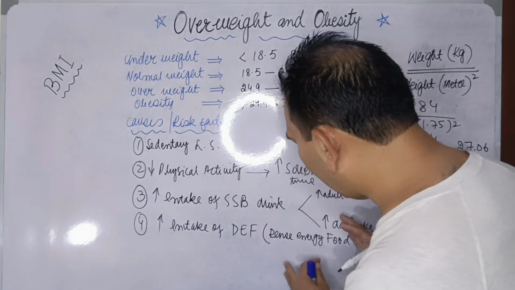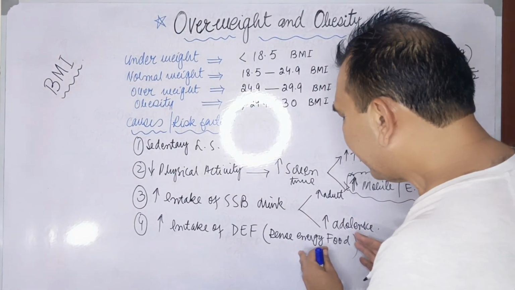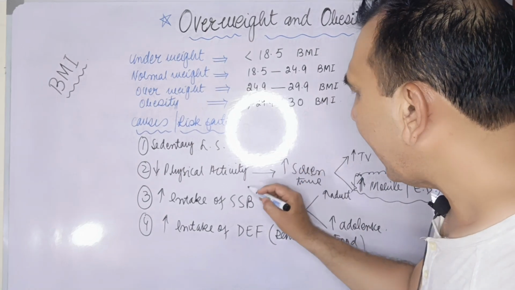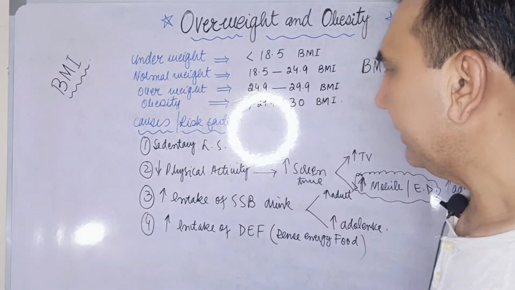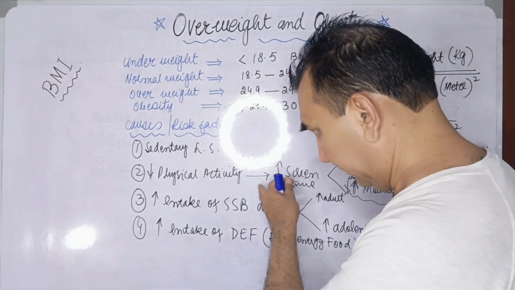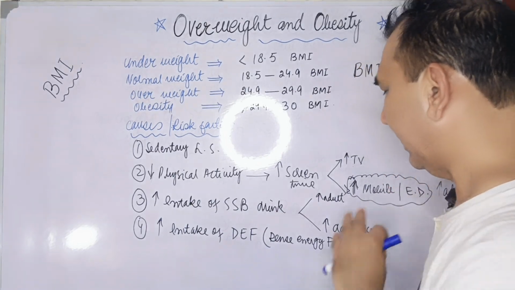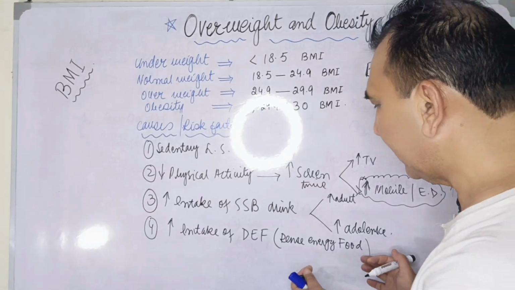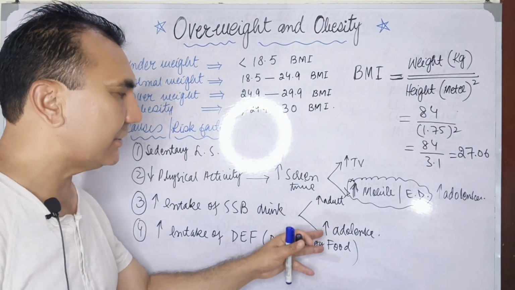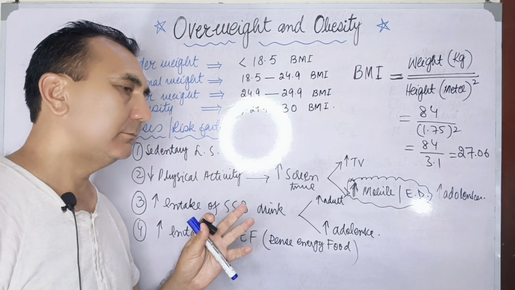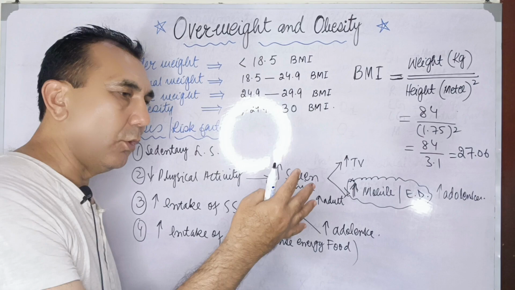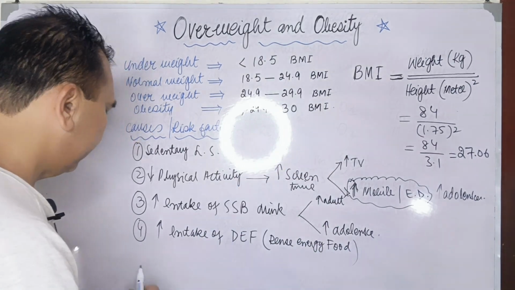On the other side, this energy-dense food adds up with the physical inactivity, which has already decreased in both the adolescent and adult populations. And second, they are taking more quantity and higher frequency of energy-dense food. So it again adds up to increase the prevalence of overweight and obesity in the adolescent age group.